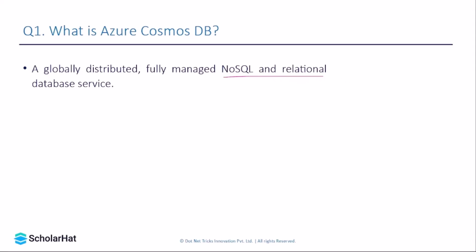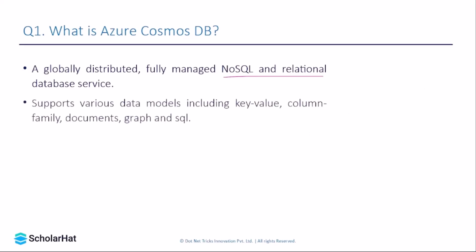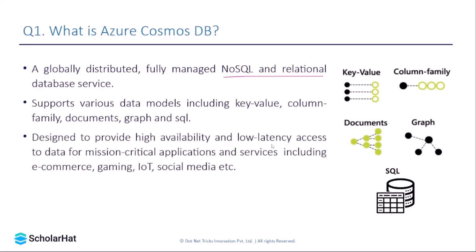Normally, a database service is either SQL or NoSQL, but Cosmos DB provides both. It can provide you an API of both SQL API as well as NoSQL API. Cosmos DB supports base data models like key value, column family, document, graph, and SQL. Cosmos DB is designed to provide high availability and low latency access to data for mission critical applications and services including e-commerce, gaming, IoT, social media, etc.